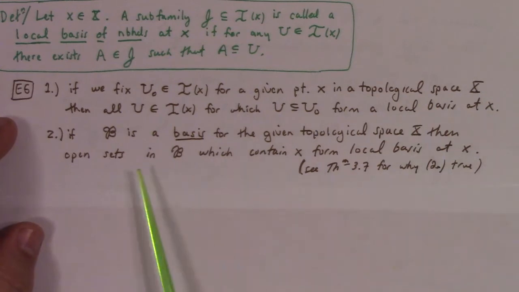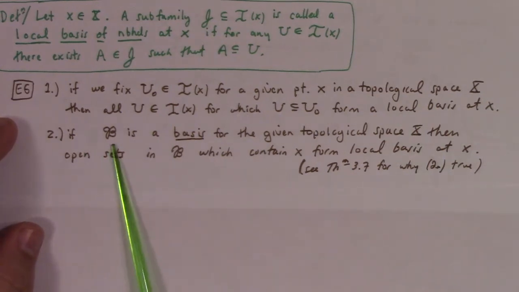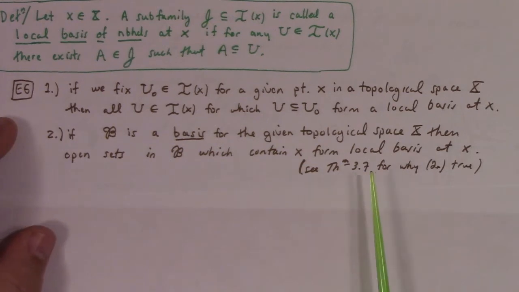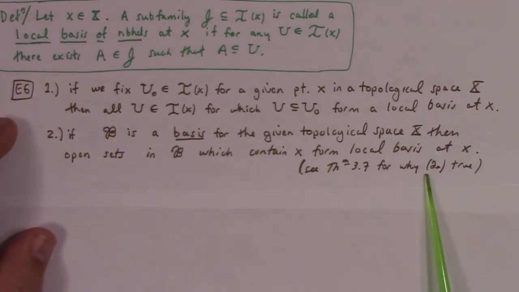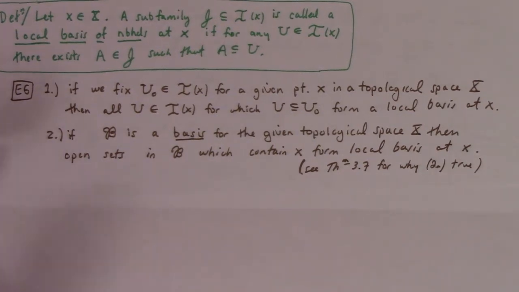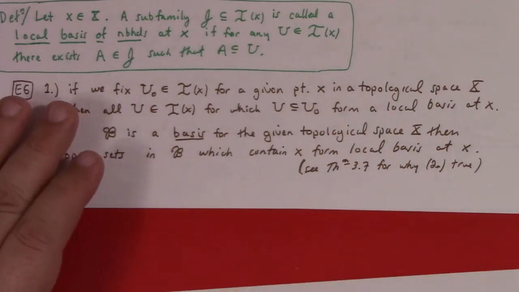Number 2, if B is a basis for a given topological space X, then open sets in B which contain X form a local basis at X. Yeah, you have to look back at theorem 3.7 to see why 2 is true. This is the one that gave you the condition. If we have that condition on the basis, then it generates a topology, remember? That took us some work. But, all right, I'm going to move on here.